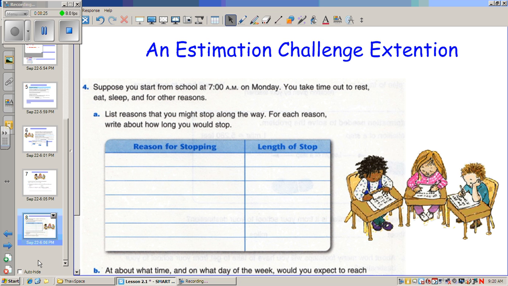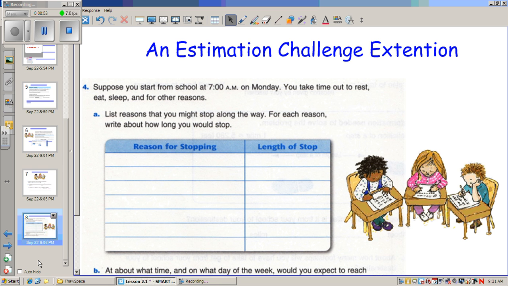And moving on. Suppose you start from school at 7 a.m. on Monday. You take time out to rest, eat, and sleep, and for other reasons. List reasons you might stop along the way. For each reason, write about how long you would stop. So if we were walking from school to Long Lake Park, obviously we're not going to have a lot of stops, but what might be something we would stop for?